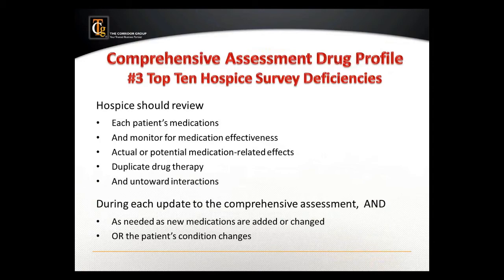So that means if they're changing their level of care, they are going to have a drug review done at that time, because obviously if they're going from routine home care to GIP or to continuous care, there's been some change in their condition that would warrant that different level of care, which then does warrant an updated assessment.